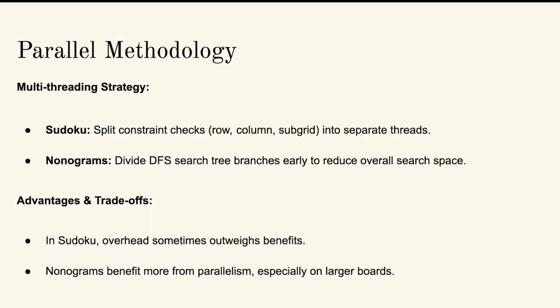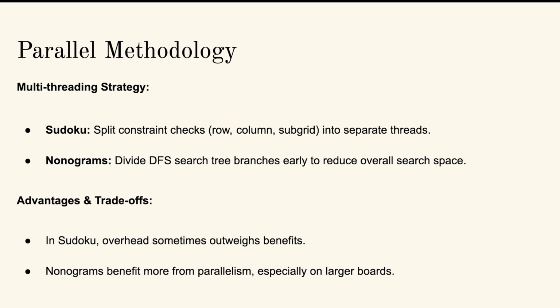So now let's move on to our parallel methodology. For the Sudoku solver, we noticed that checking if a number fits in a cell boils down to really three independent tasks. First, you need to check the row, then you need to check the column, and then finally the 3x3 subgrid. So why not have each of these checks running at the same time? We can split these into separate threads, so while one thread is busy checking the row, another checks the column, and the third handles the subgrid. This allows us to work on multiple parts of the problem concurrently.